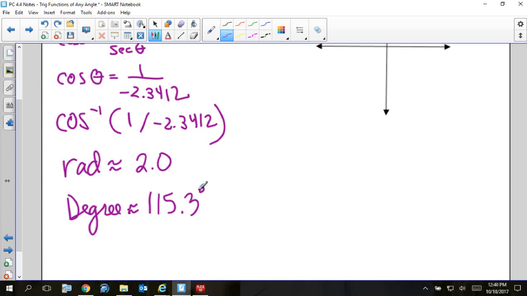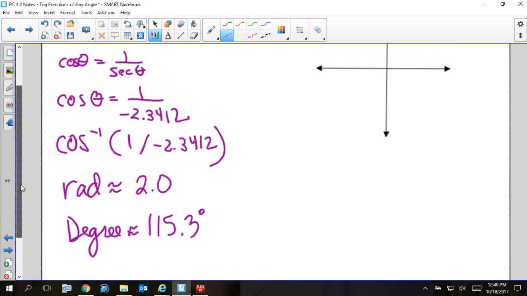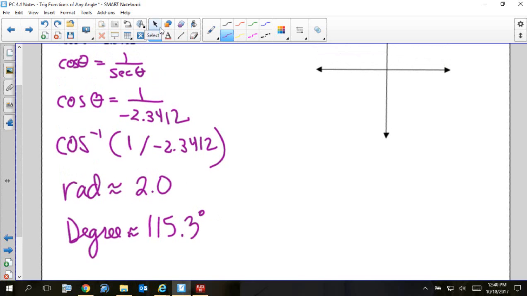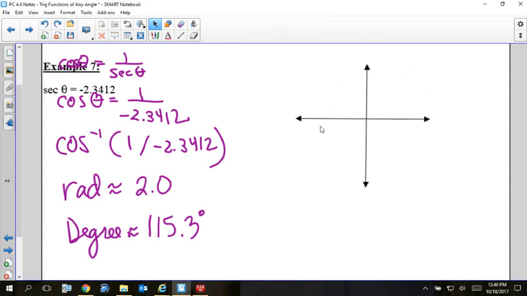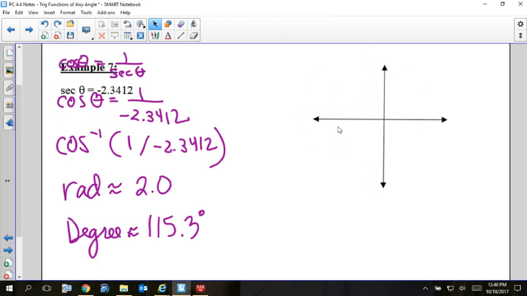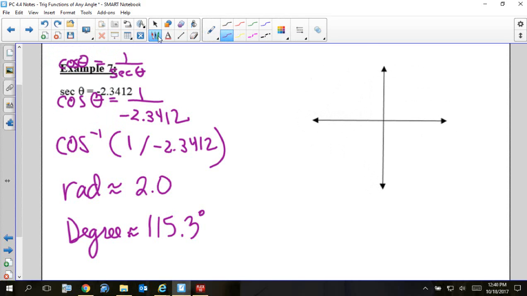So that's our first answer, but we should have 2 answers. So let's go to our picture. And since we're doing cosine, let me move the picture down. Since we're doing cosine, where is cosine negative?